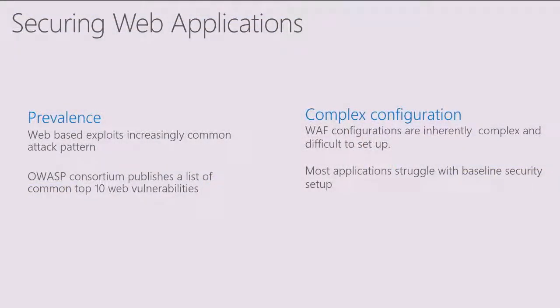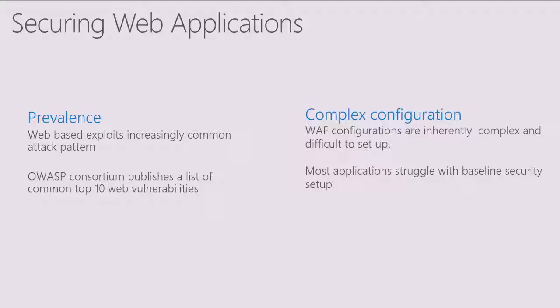Web applications are increasingly becoming targets of very sophisticated exploits which target layer 7 application vulnerabilities. These attacks are becoming more and more prevalent. OWASP, the Open Web Application Security Project, publishes a list of top 10 vulnerabilities. These include vulnerabilities like SQL injection, cross-site scripting, to name a few.